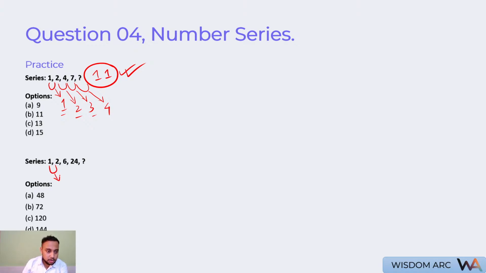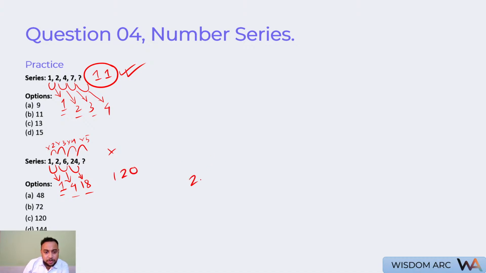Next, 1 to 2, the difference is 1. 2 to 6, wow, the difference is 4. 6 to 24, the difference is 18. So, no way the difference can be added: 1, 4, 18. There is no logic. Now we will think to multiply. 1 into 2, 2. 2 into 3, 6. 6 into 4, 24. So 24 into 5 equals 120.